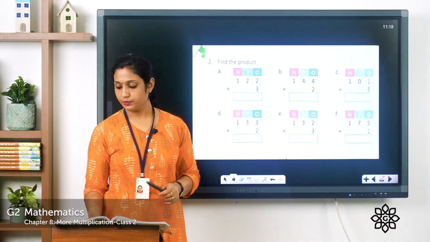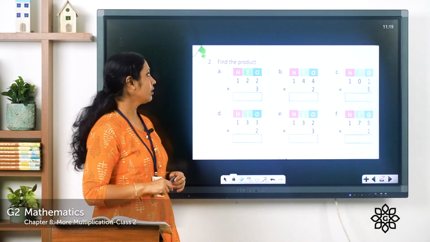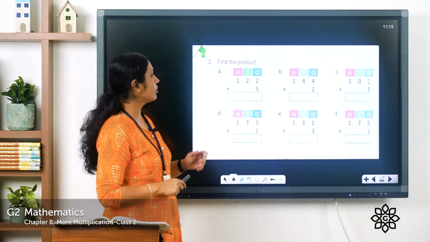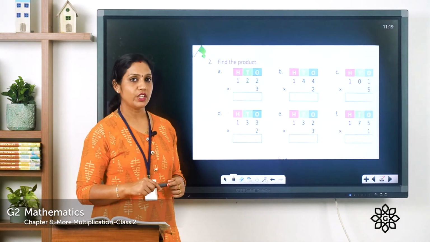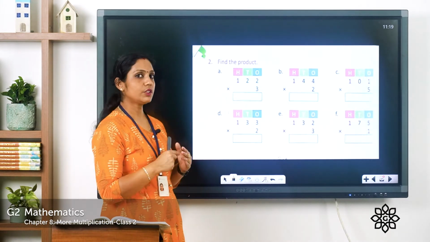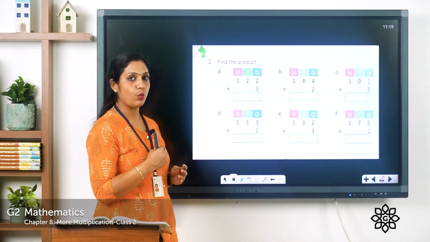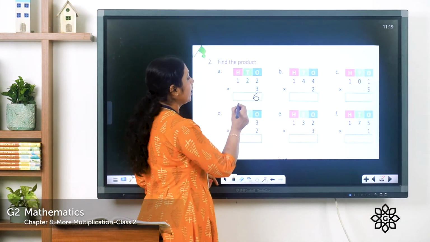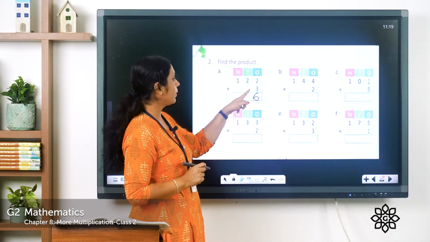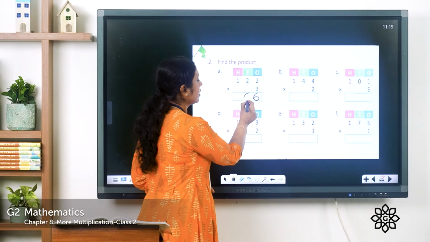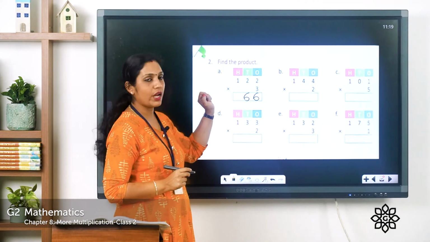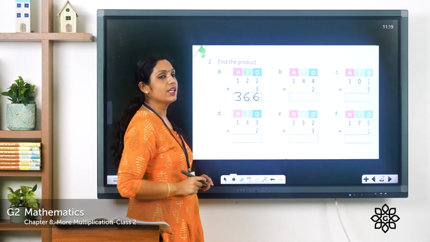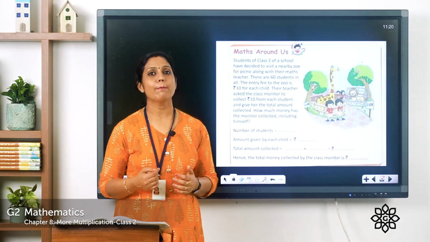Next, page number 118. Find the product. Here you have a 3-digit number with a 1-digit number. So look at the first question. You have 122 into 3. So where should we start from? We have to start from the ones place. So 3 into 2 is equal to 6. Again in the tens place we have 2. So again we'll multiply, 3 2s are 6. Write it under the tens place, and in the hundreds place we have 1. So we need to multiply 3 1s are 3. So you get the answer 366.